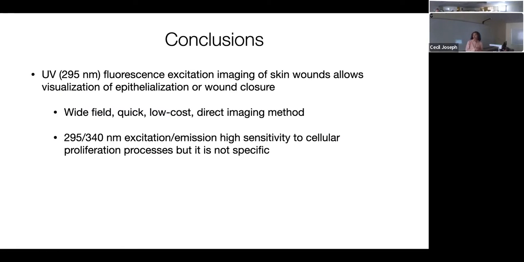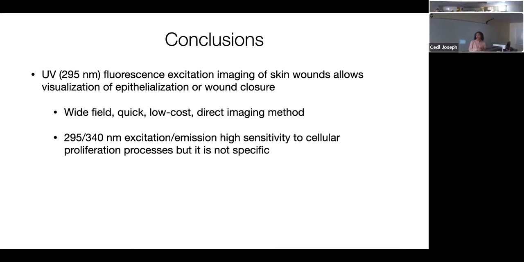So just the conclusion is that 295 nanometers fluorescence excitation imaging seems like it's able to visualize epithelialization of wound closure. And it's a relatively simple system. It's wide field, it's quick, it's low cost, direct imaging method. And when you think of adoption, when you think of the clinic, usually the best is to provide simple solutions that clinicians understand and they can just use by themselves.